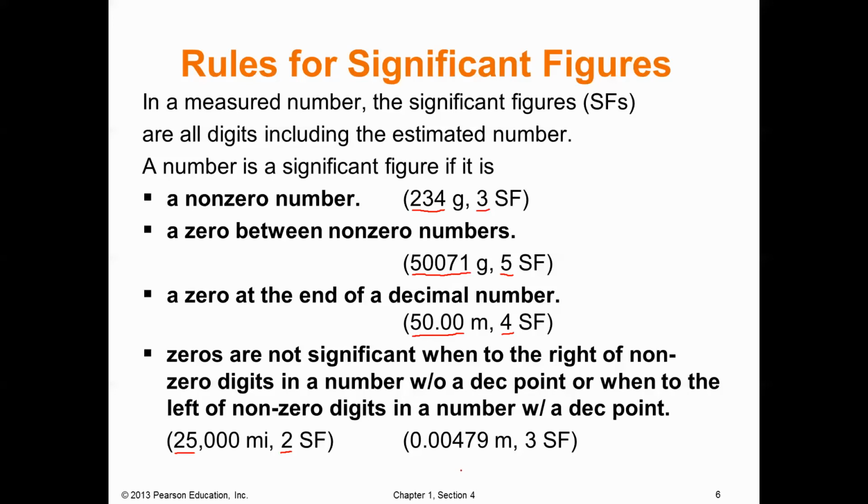Over here we have the other place where zeros are not significant, to the left of non-zero digits and a number with a decimal point. So this one actually has 3 sig figs in it, so I've underlined them, these 3 non-zero digits right here. The zeros out in front are not actually part of the number, they're just there to show us magnitude, so they are not significant.